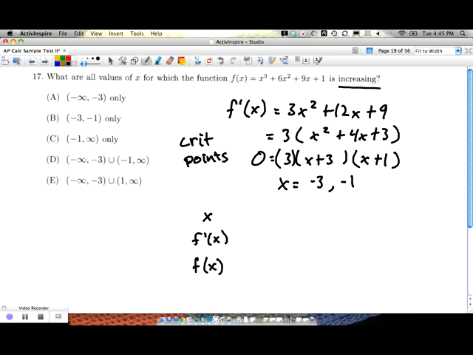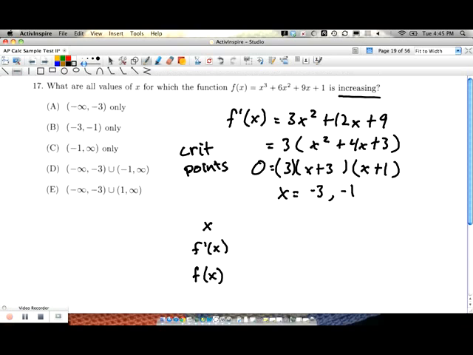So let's change to gray like we did last time, get some horizontal lines in here. We know that we need to look at negative 3 and negative 1 and in between. So that means we're going to need 5 boxes.